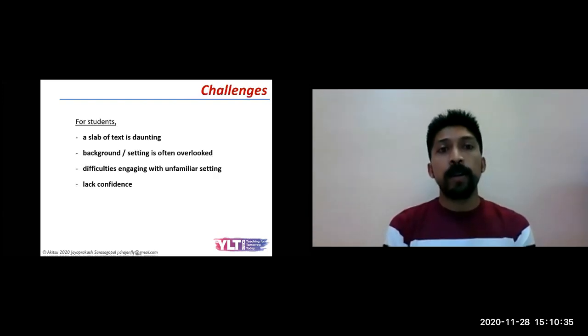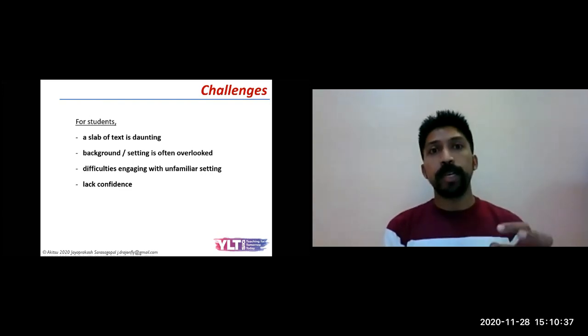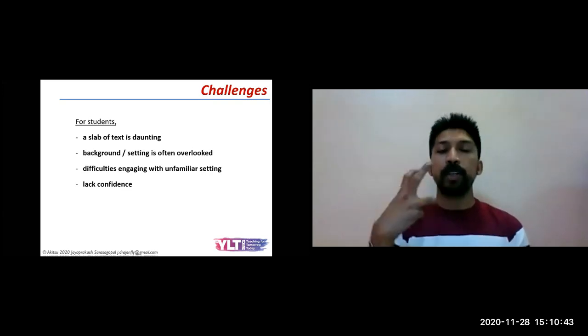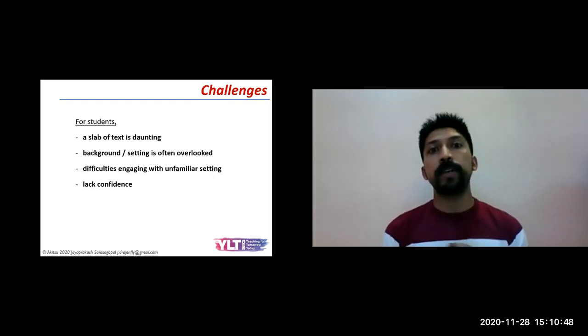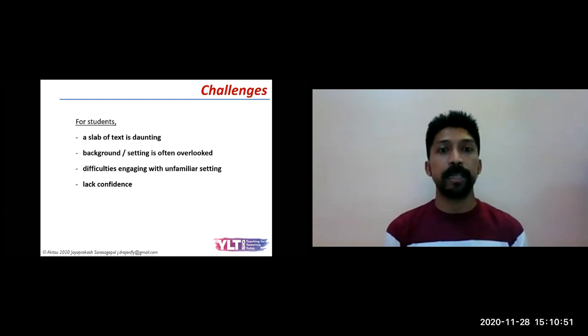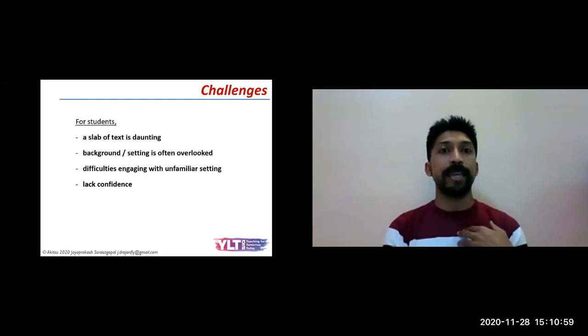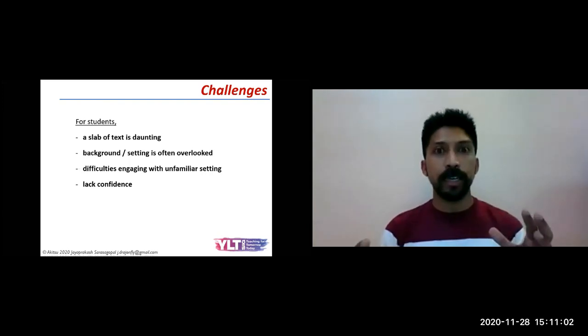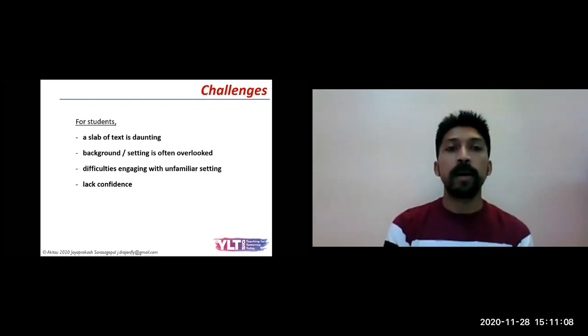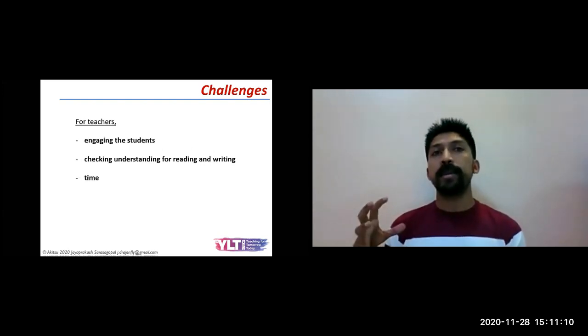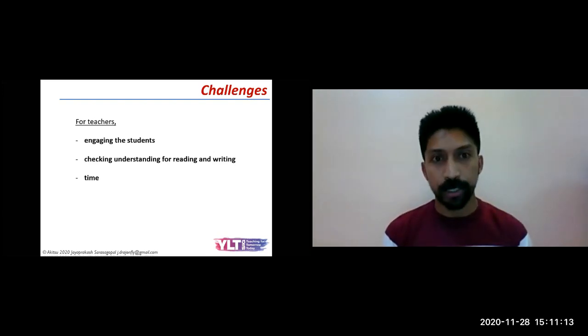Keeping that in mind, now, the challenges of working with a text like that with no visual support at all is it can be very daunting and the background setting is often overlooked. Now, the difficulty in engaging with an unfamiliar setting brings with itself a different set of challenge. And there's, of course, the lack of confidence if they feel that they are not fitting in with the students with whom they are working. Now, what does that then mean for the teachers?